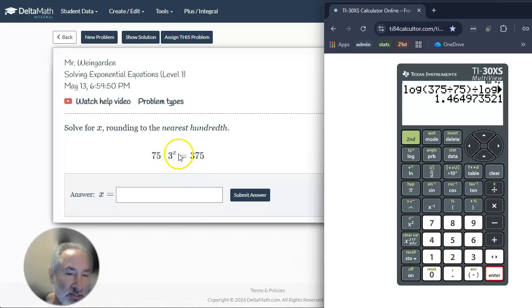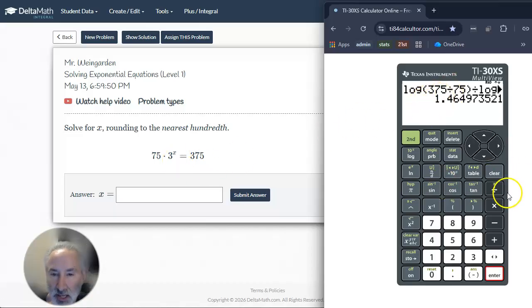If it said 4x, I would then divide both sides by 4. So I would divide this number by 4. If it said x over 3, I would multiply both sides by 3. Let's say it said x over 7. I would multiply both sides by 7, and so I would take this number here and multiply by 7.